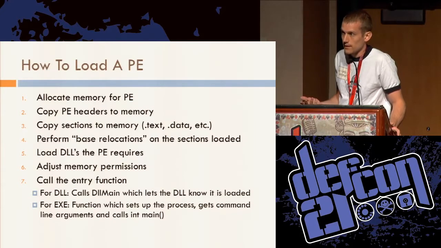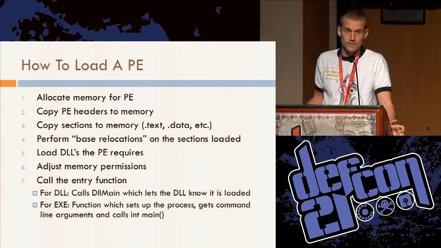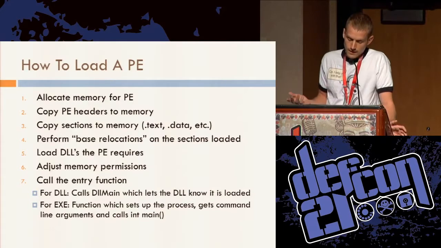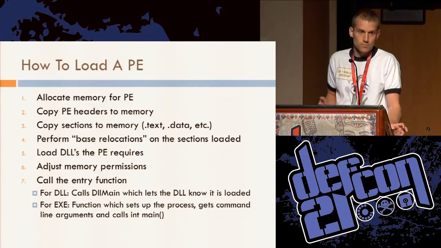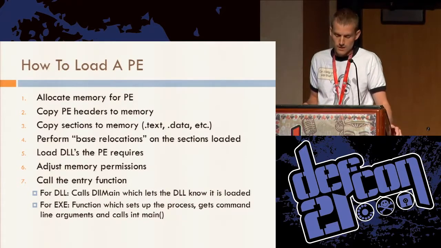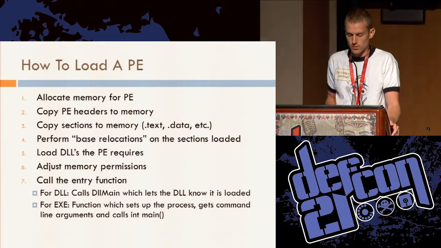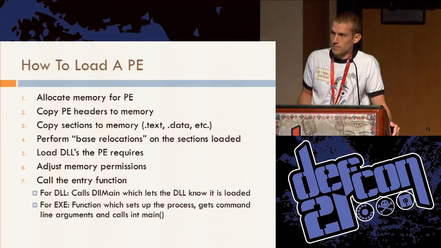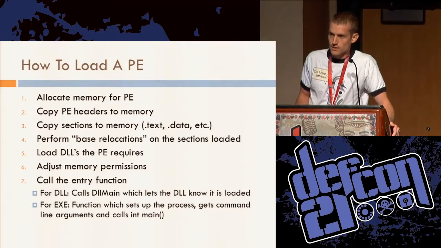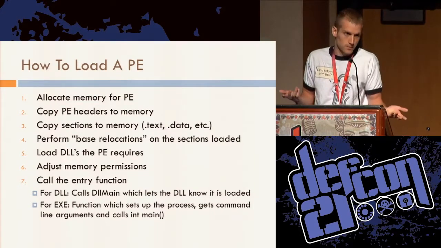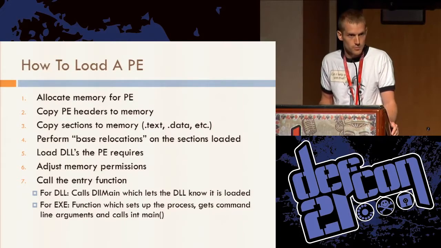Next, the PE file that you're loading is probably going to have dependencies on other DLLs, so you need to load those. And then the last thing that you're going to do is you're going to call the entry function. So for a DLL, this is the DllMain function, which just lets the DLL know that it's been loaded. And for an exe, it's going to be a function which does some initialization, and then eventually will call int main in C++ or C, or the equivalent in other programming languages.